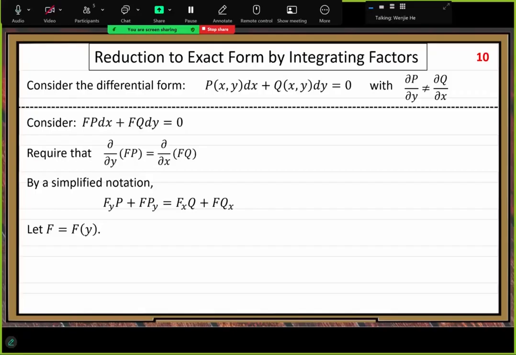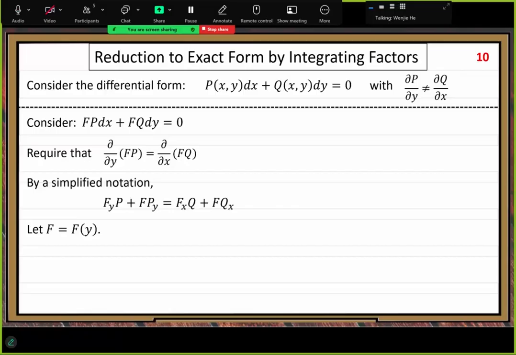So let's assume the previous direction fails. If the previous direction fails, we need to change to a new direction. Our new direction: how about we try f as a function of y without x involved? Some symmetric possibility, right? This is a symmetric possibility.